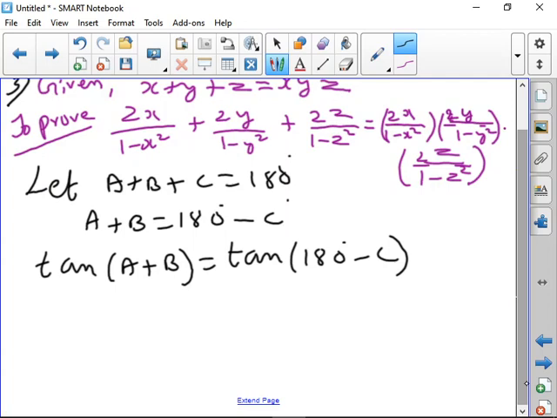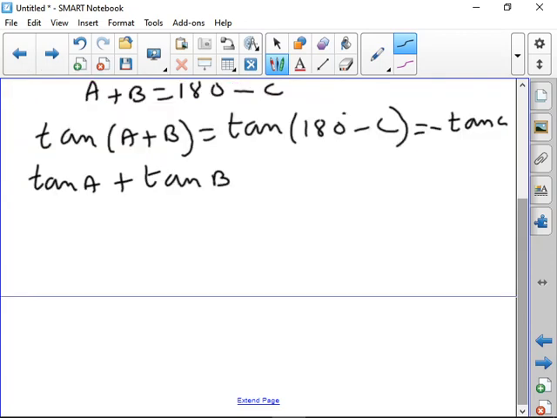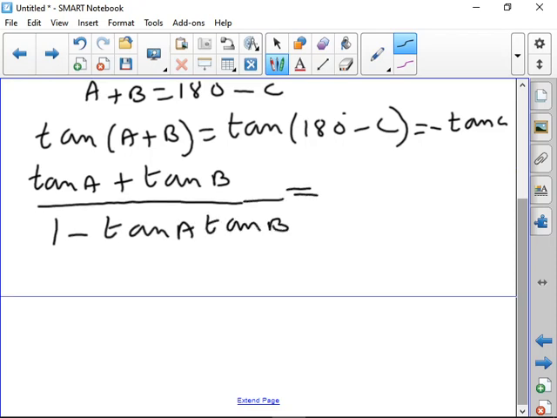So in the second quadrant tan is negative. Therefore we have minus, and 180 is even, so we write it as tan c. So minus tan c. So tan of a plus b is equal to minus tan c. Use the formula now. So what is the identity? Tan a plus tan b by 1 minus tan a tan b is equal to minus tan c.